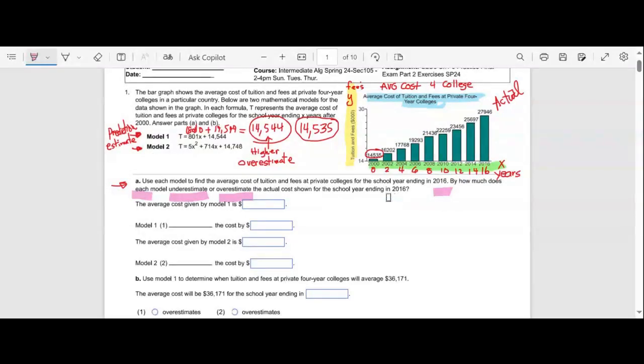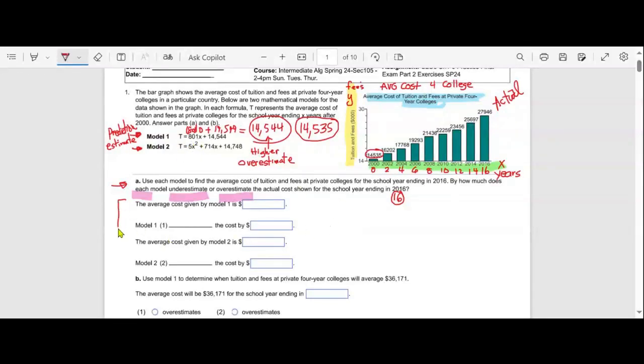Very good. What number am I going to use for 2016? Who can tell me? 16. You cannot put 2016 because the number will be very large, so use 16. Is this clear? Yes. Good. So we're going to use 16. Where am I going to use 16? In both equations, in model 1 and model 2.